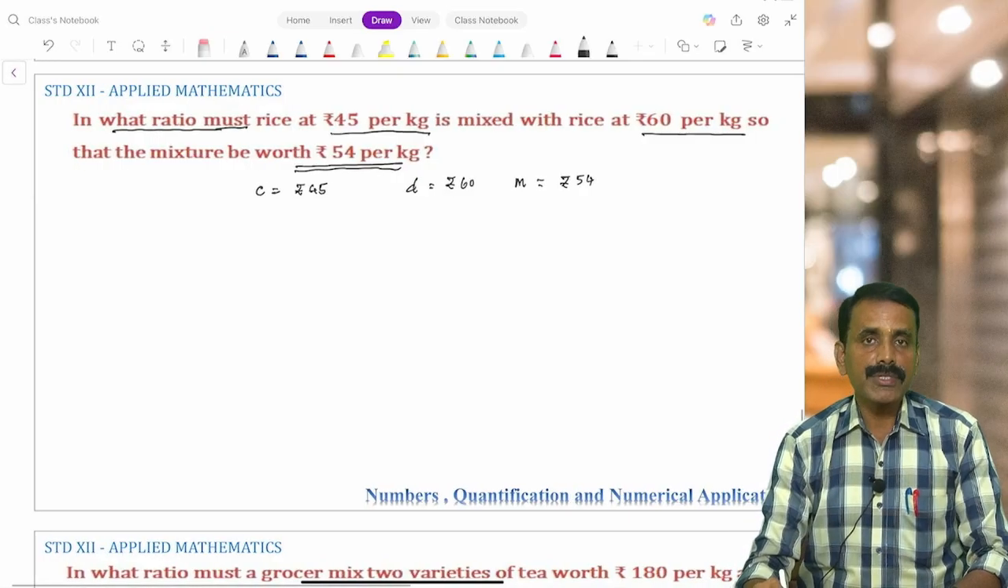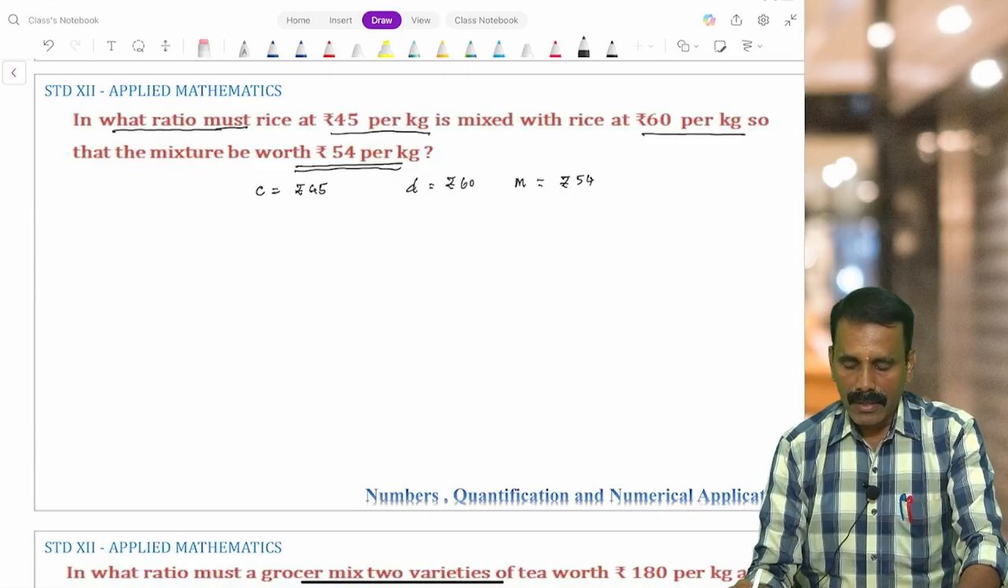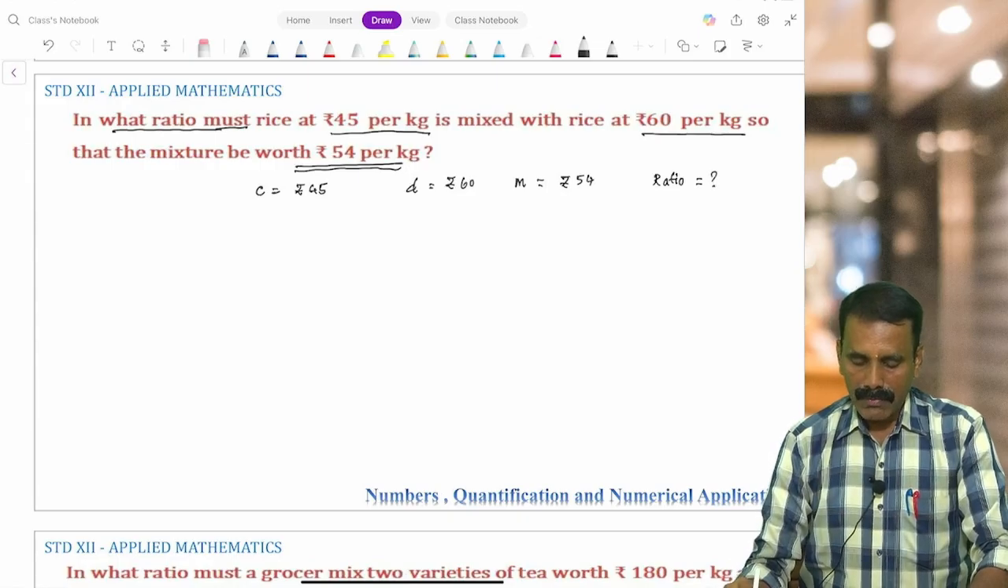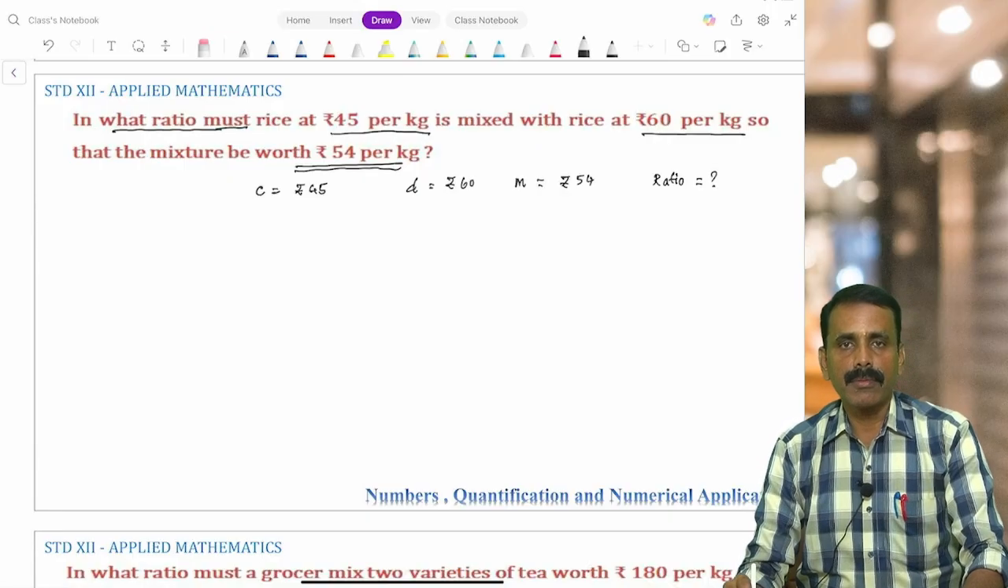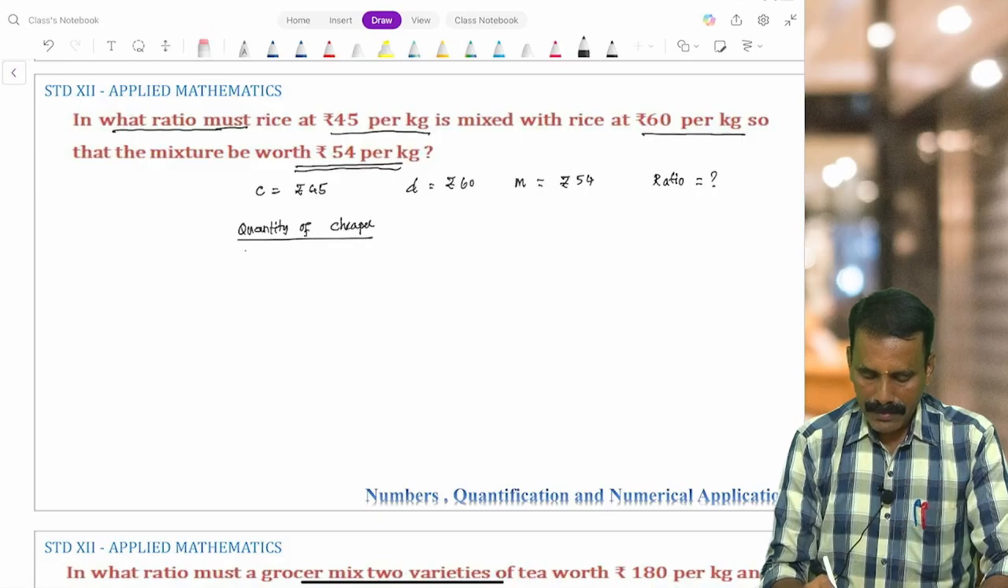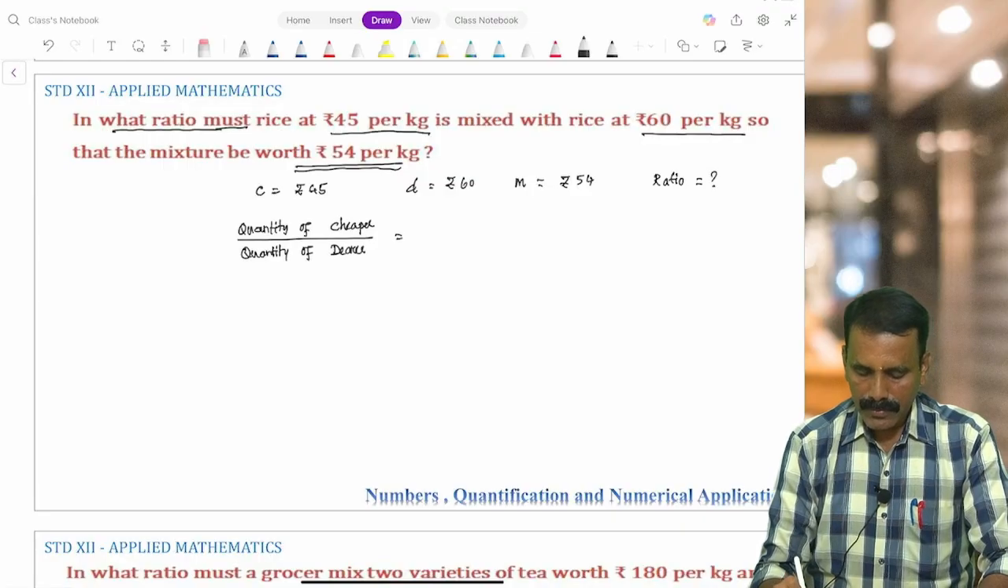And the cost of the mixture is going to be rupees 54. And we are supposed to find the ratio. In what ratio it is going to be mixed, that amount we are going to calculate. And what is the formula we are going to use now for this mixture problem? Quantity of cheaper divided by quantity of dearer will be equal to dearer minus mixture divided by mixture minus cheaper.